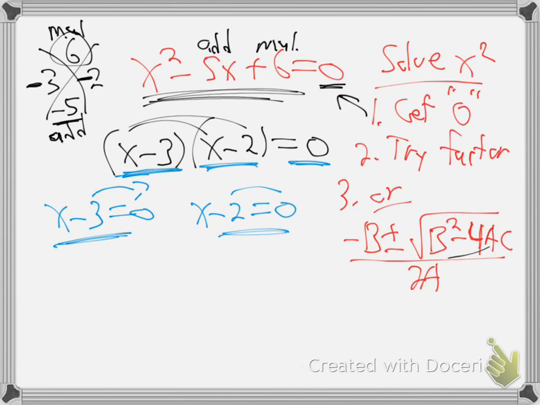Move that 3 over, move that 2 over. Positive 3, positive 2, done. That's how you solve when they factor. We're going to have harder ones at the end of the hour that don't factor. In that case, use the quadratic formula.